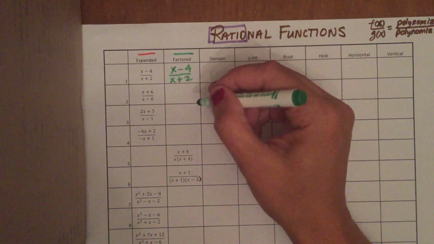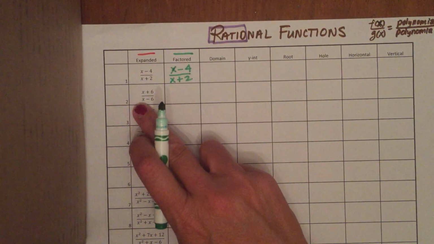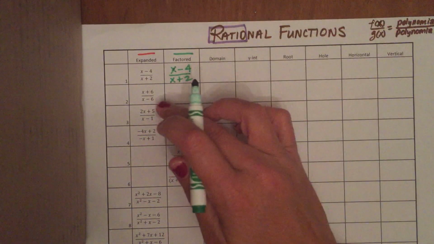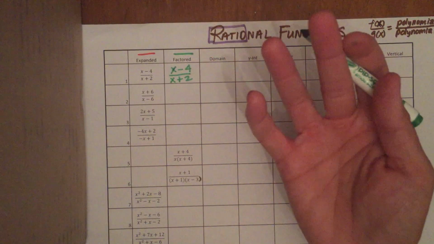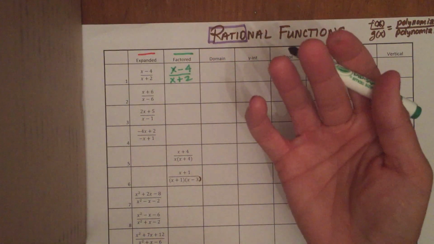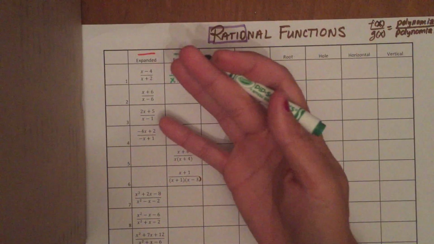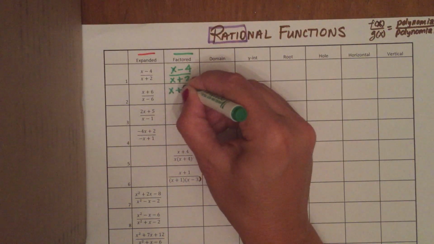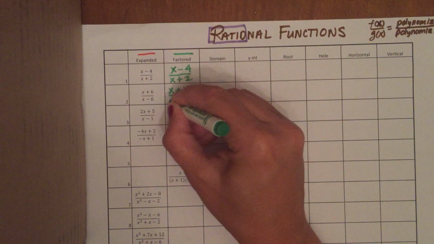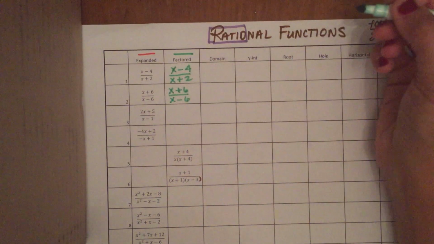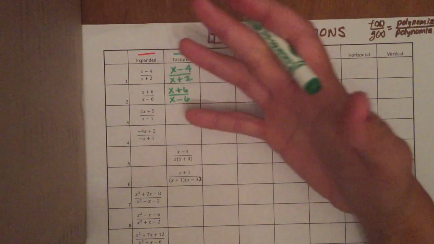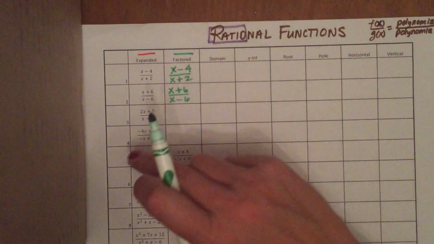So let's look at number 2. Same situation. This is already factored as far as we can factor it. There are no additional steps I can take, no additional simplifications that I can do with this to make it any different for factoring. So it's actually going to be the same thing, x plus 6 over x minus 6. This is not always going to be the case. It just happens to be the case for some of the ones that we're seeing here in the beginning.